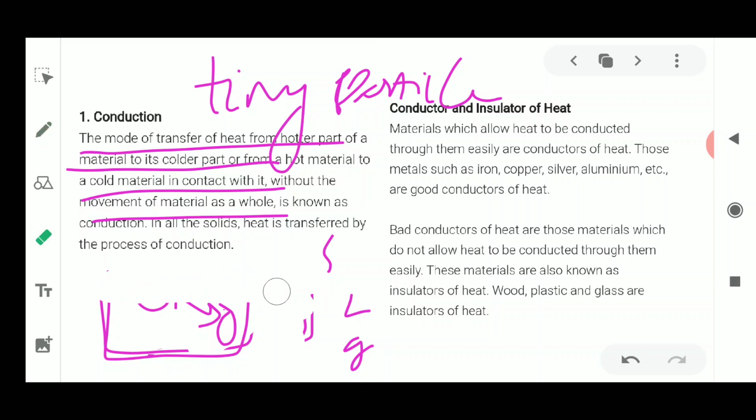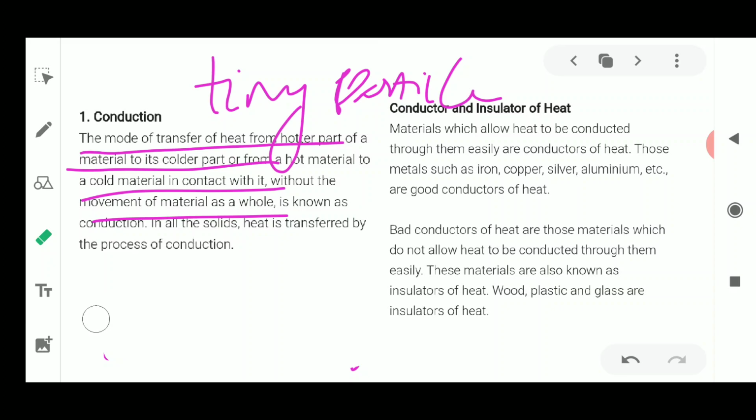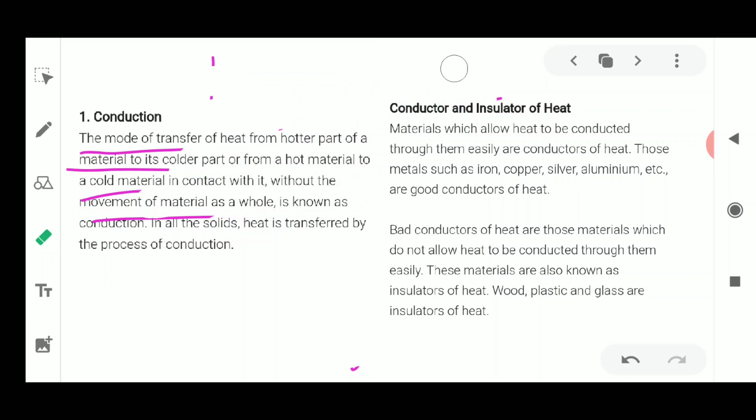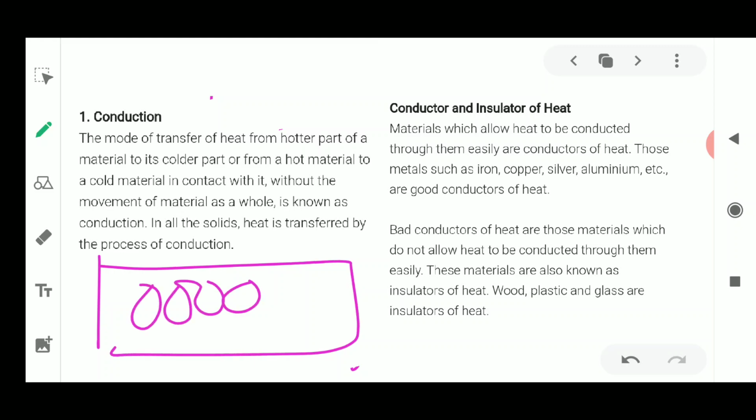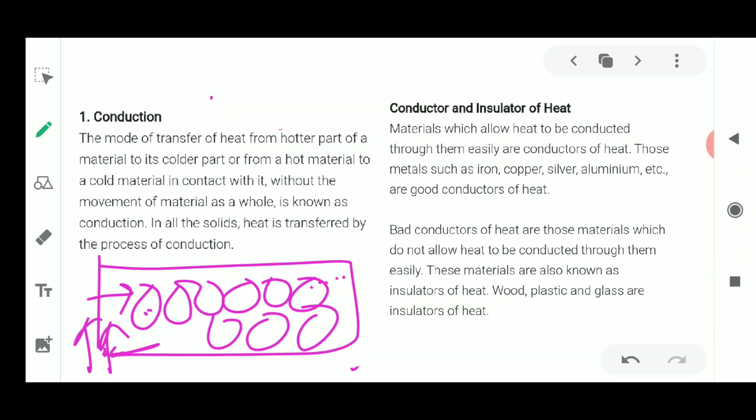Now, I just introduced the word molecules here: the tiny particles from which the material is made up. If conduction of heat is taking place in solids, where the particles are very tightly packed, there is no place for the movement of the particles. So what will happen? When the heat is transferred, it is going to move from the region of higher concentration to the lower concentration. For example, if you are keeping this end of the rod on fire, this part of the rod becomes hot. The molecule which takes up the heat is going to transfer the heat to the next molecule.